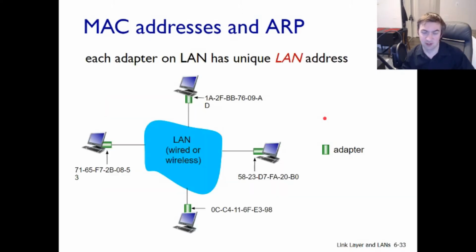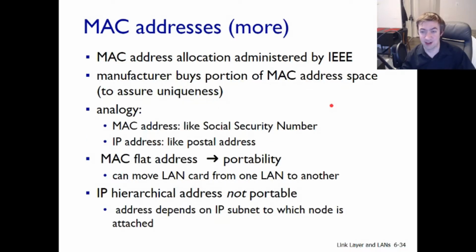So here's just a brief look of what that might look like. You have a local area network here, which could be wired, could be wireless. Each of these devices has its own adapter, and each of these adapters has a unique LAN address or MAC address. But how do you make sure that these MAC addresses are unique? Well, the IEEE is the body that's responsible for administering all of the MAC addresses that are out there. So if a manufacturer wants to build these interfaces, they need to buy a portion of the address space that's included in MAC addresses to ensure that they're making unique choices.